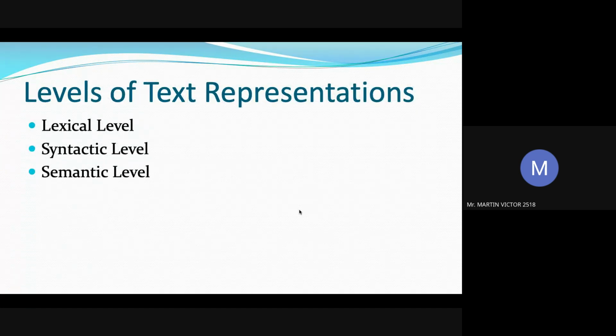Now, there are three levels of text representation: the lexical level, then the syntactic level, and then the semantic level. Previously, when we discussed text-based visualization, we saw a term called token, and the token table. Everything comes under these levels of text representation, under each and every level.